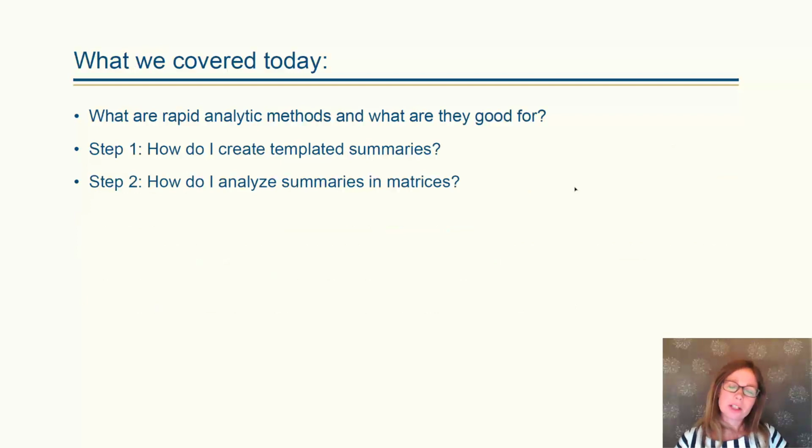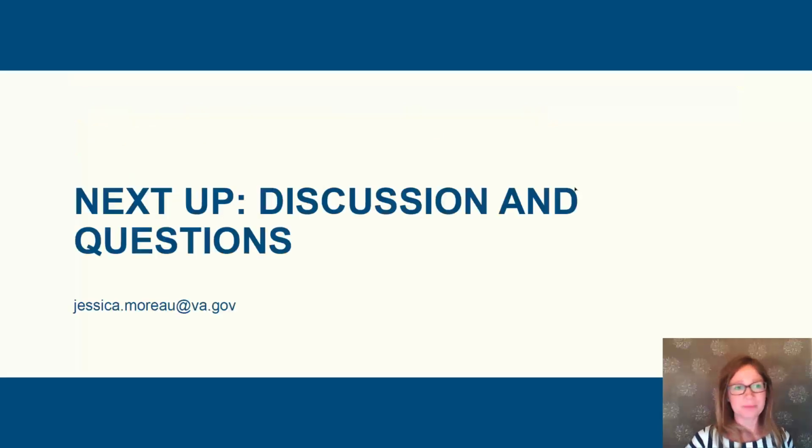So just to look back over what we covered today: what are rapid analytic methods? What are they good for? Also, what are they less good for? And then we talked about this two-step process. The first step was creating templated summaries. And the second step was how do you analyze those summaries in matrices. And if you go to your workbook, you're going to find example templates, example matrices, things you can fill out to help you integrate these methods in whatever you're working on right now that's requiring some quick turnaround.